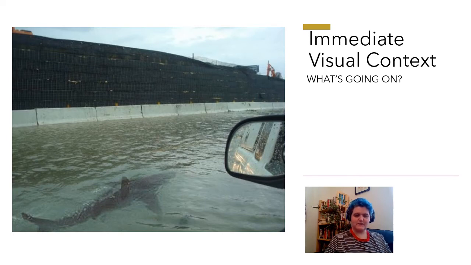There's a shark swimming on a street. What do you see? I see a shark. I see that it's swimming in water, but that water appears to be on a flooded road. And I can tell it's a road because there are concrete barriers on the side, and also the photo is taken from a car window.